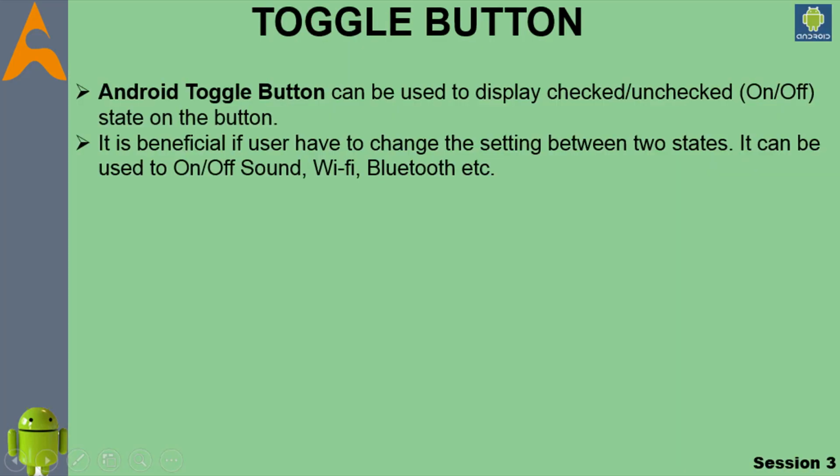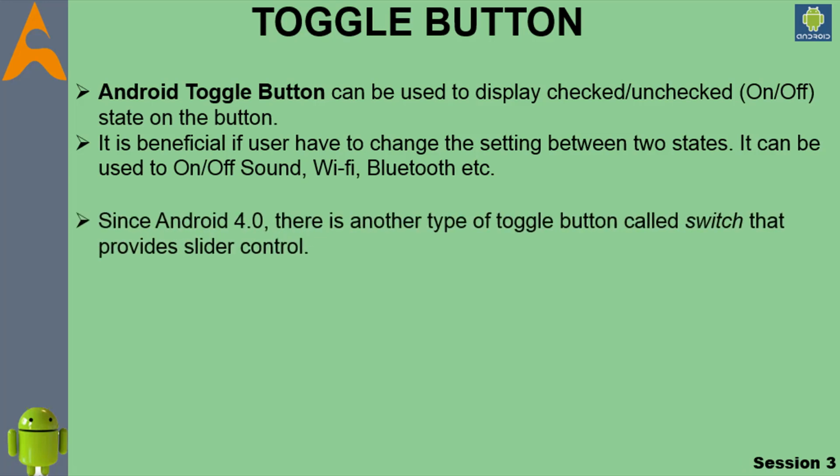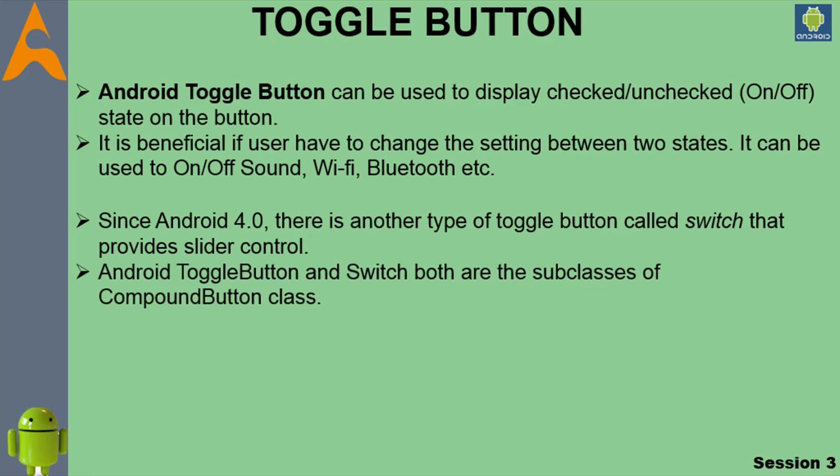Now let's talk about toggle button. Android toggle button can be used to display checked or unchecked, on or off state on the button. It is beneficial if the user has to change the setting between two states. It can be used to turn on or off sound, Wi-Fi, Bluetooth, etc. Since Android 4.0, there is another type of toggle button called switch that provides slider control. Android toggle button and switch both are subclasses of CompoundButton class.